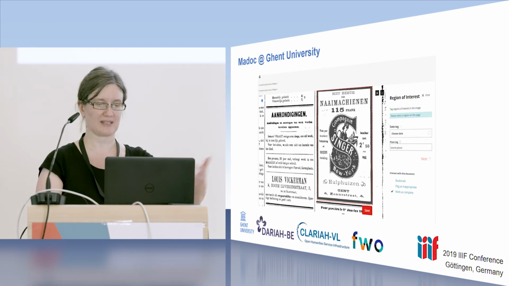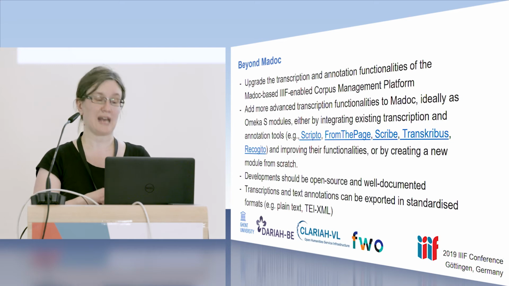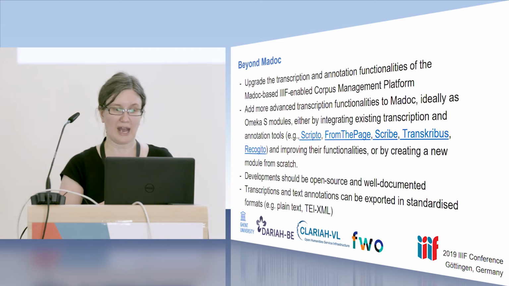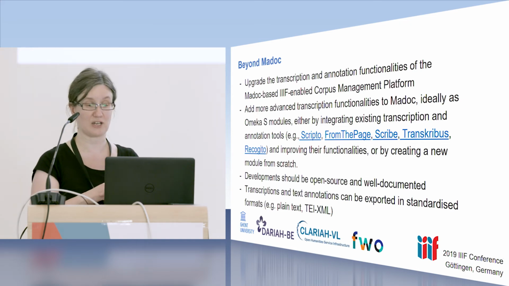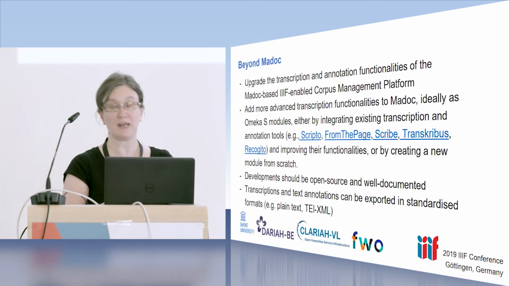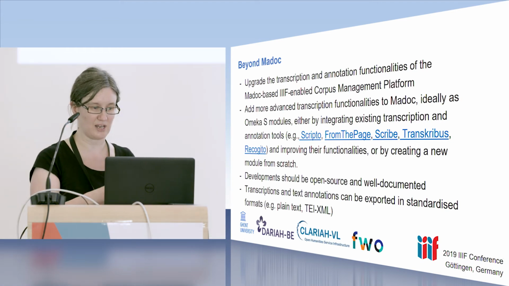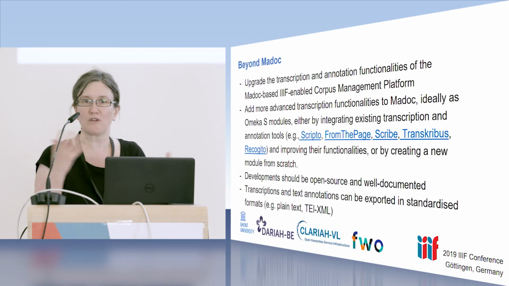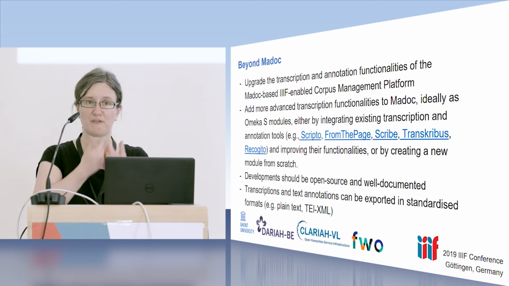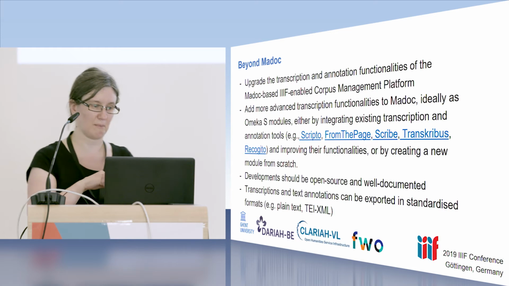So how do we want to extend Madoc to meet the needs of our humanities researchers? We would like to upgrade the transcription and annotation functionalities of Madoc. How would we like to do this? Many of you may know that there are existing transcription and annotation tools, such as Scripto and From the Page, Scribe, and also tools such as Transkribus for OCR and HTR of documents, and Recogito for semantic annotations. We would like to see if all of these existing tools could be plugged into Madoc, ideally as a Madoc module.